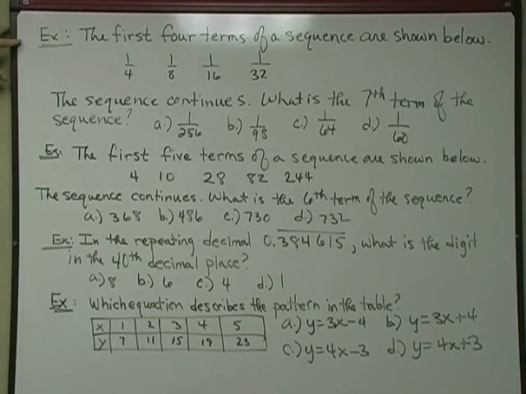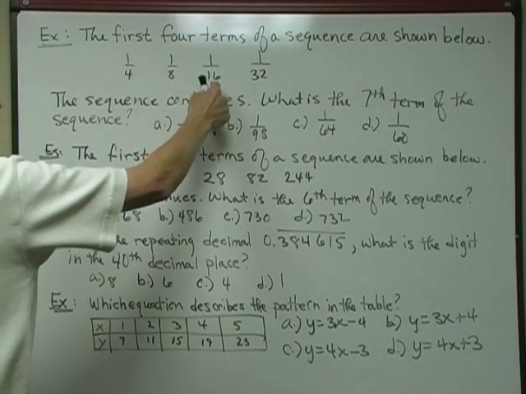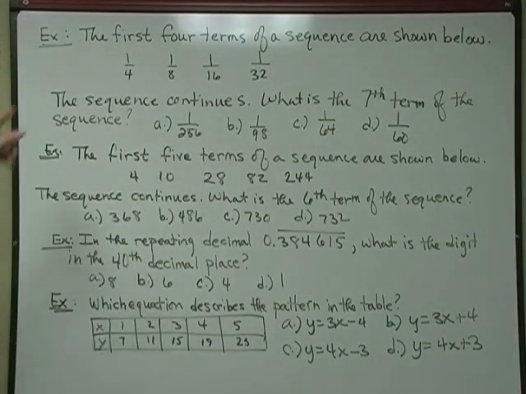Okay, the next problem says that the first 4 terms of the sequence are shown below. They are 1/4, 1/8, 1/16, 1/32. Now again, before I even get to the rest of the problem, I notice a pattern. The numerators are all 1 and the denominators are getting bigger by a factor of 2. 2 times 4 is 8, 2 times 8 is 16, 2 times 16 is 32. It says the sequence continues. What is the seventh term of the sequence?